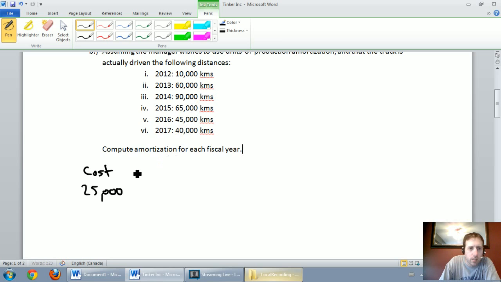So our cost was $25,000. Our residual value of our asset, by the way, if you Google the word residual, I think it means leftover. So our leftover value when we're done with the asset is $5,000.